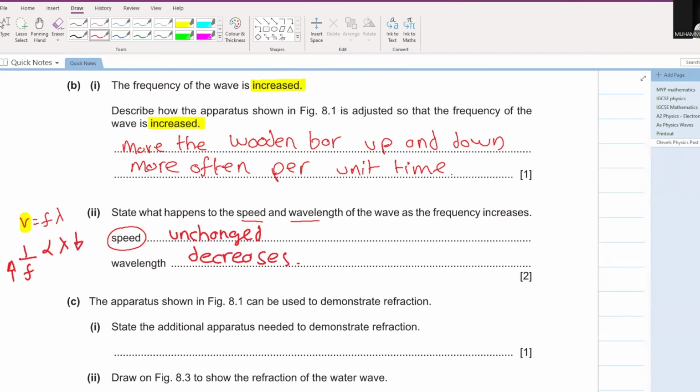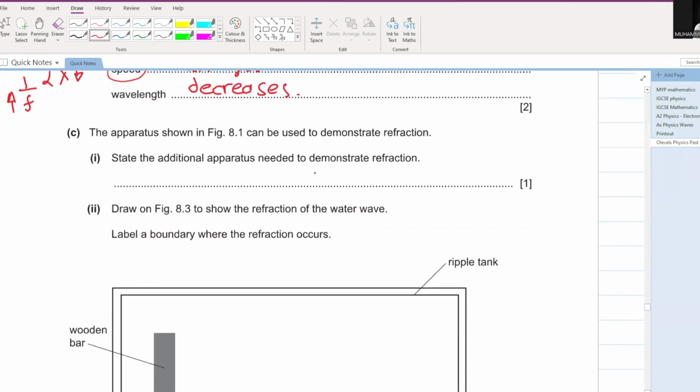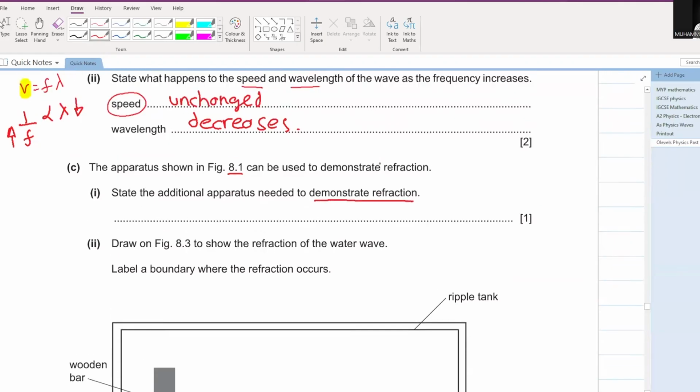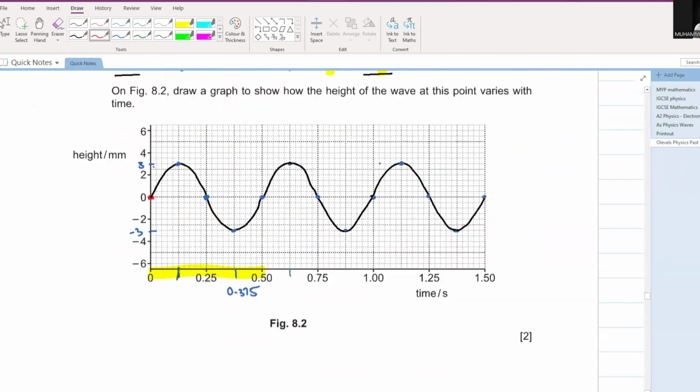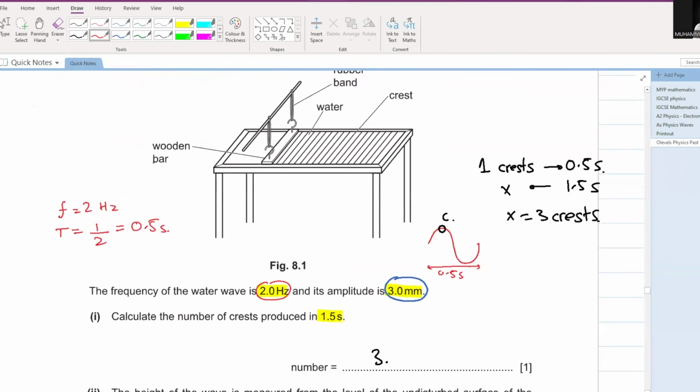Let's further move ahead. आगे बढ़ते हैं बेटा. The apparatus shown in figure 8.1 can be used to demonstrate refraction. Perfect. State the additional apparatus needed to demonstrate refraction. बेटा if you see here यहाँ पे ripple tank में कुछ चीजें missing है. You don't have a lamp here. You don't have a white paper here.